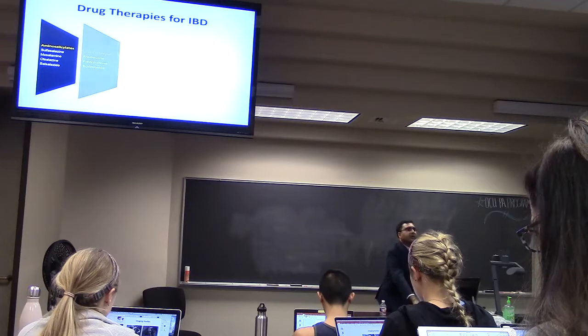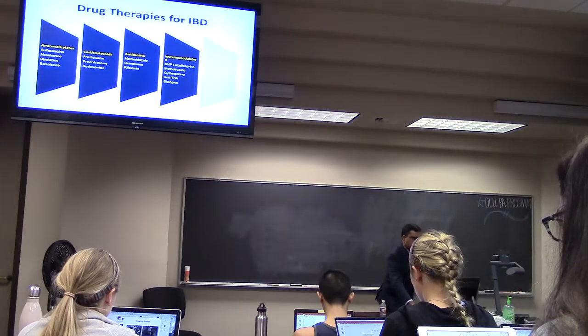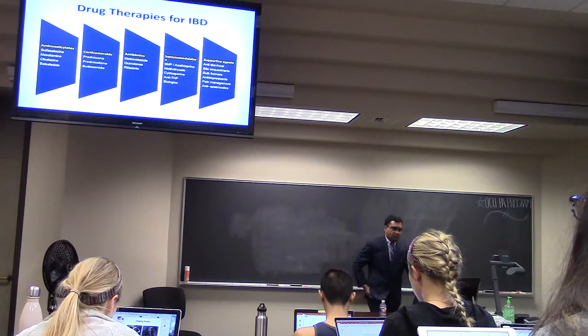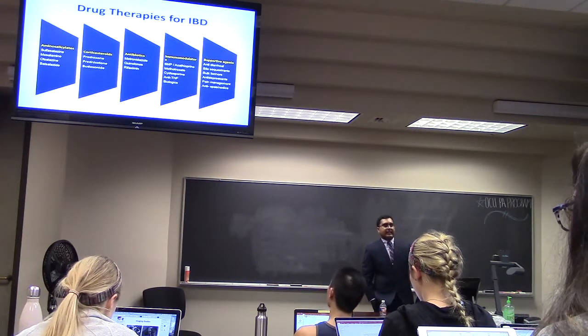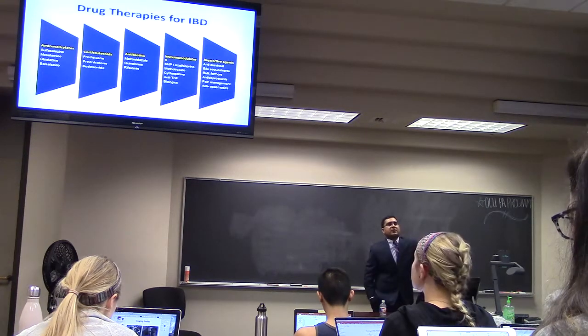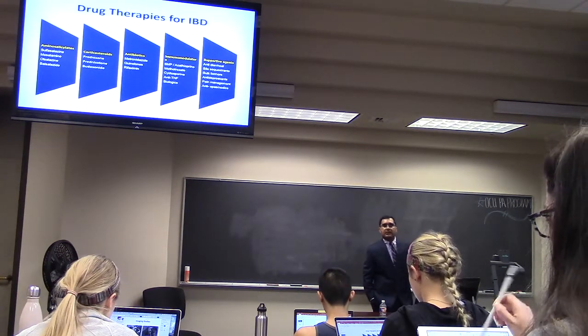These are the drug therapies. I think, if you remember the classes, that's more important. Aminosalicylates. Mesalamine is the most common drug. We use it for ulcerative colitis. It's not used for Crohn's disease.